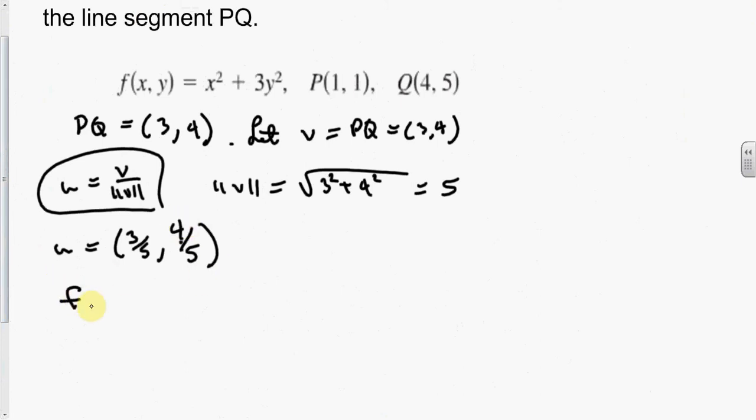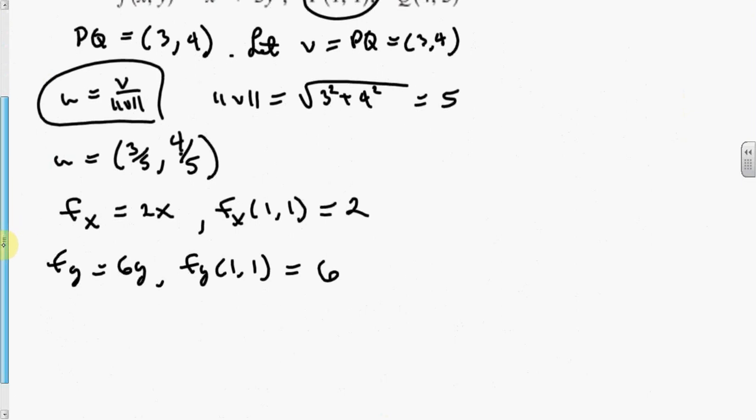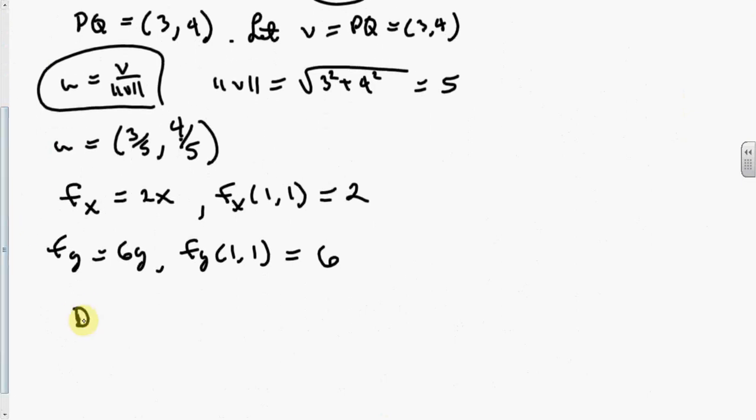So now the partial of f with respect to x is 2x. Then this partial at the point 1 comma 1, always at the point P, always at P, in the direction of Q. So this is 2. The partial of f with respect to y is 6y. Here, this partial evaluated at the point 1 comma 1 is 6. So we put them all together. So the directional derivative of f in the direction we found, our u, at the point 1 comma 1.